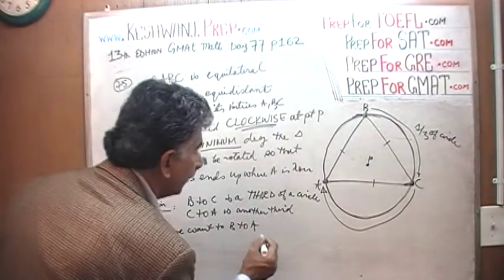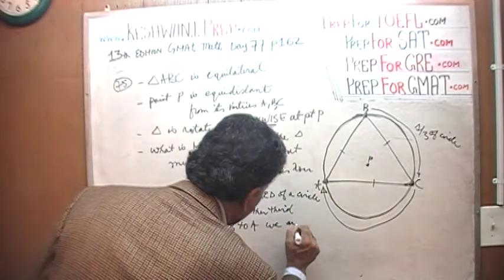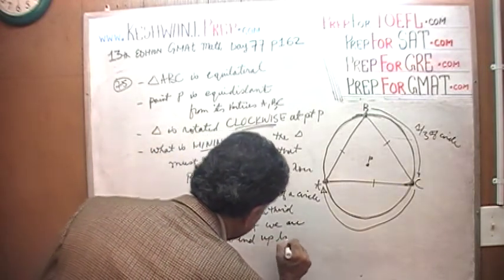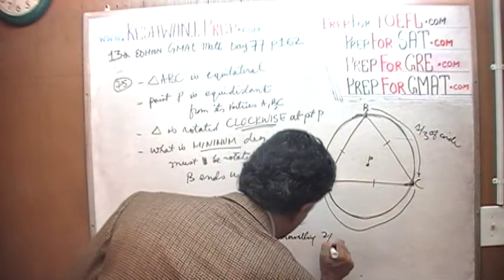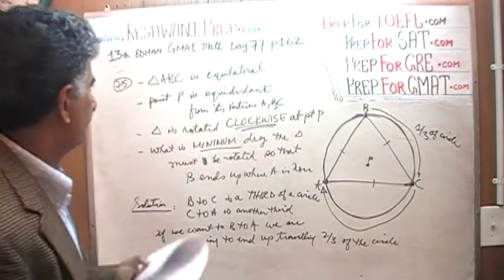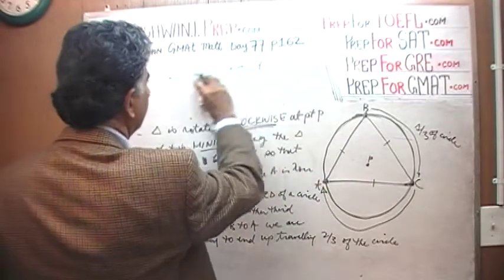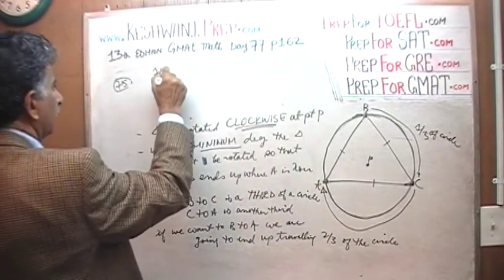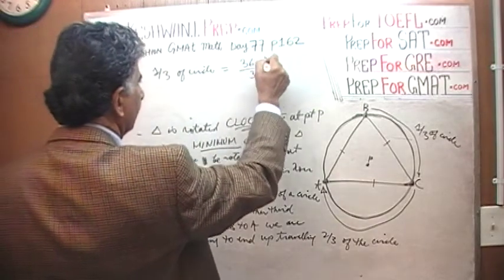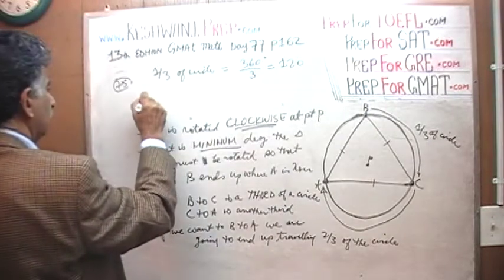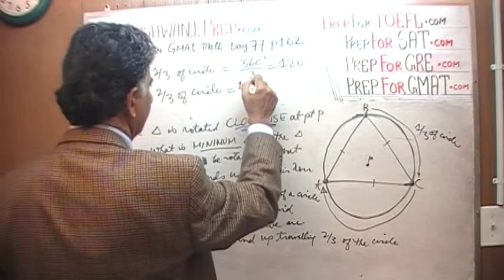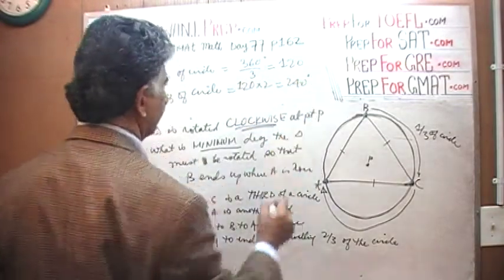So if we want to go from B to A, we are going to end up traveling 2/3 of the circle. And of course we know, let's continue on the top here. We know that a third of the circle is a third of 360 degrees, which is 120. Therefore, 2/3 of the circle is going to be 120 times 2, or 240 degrees.